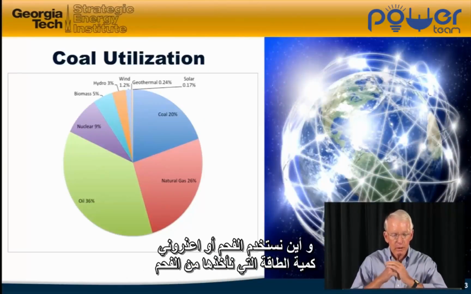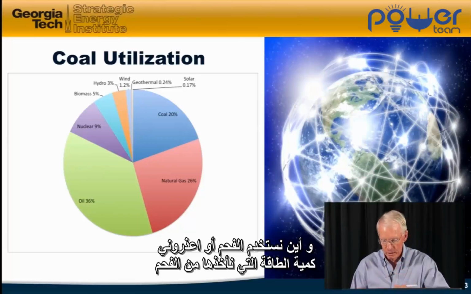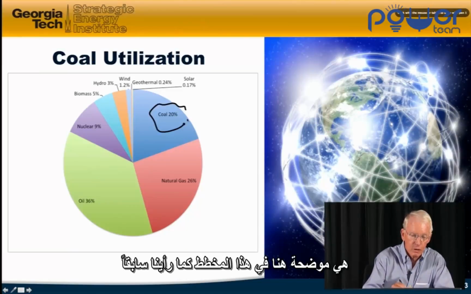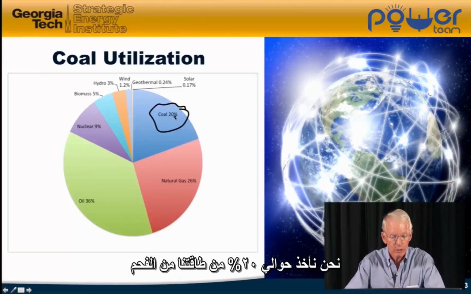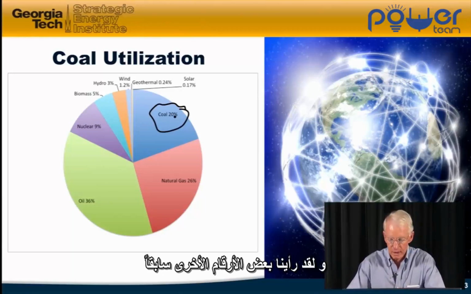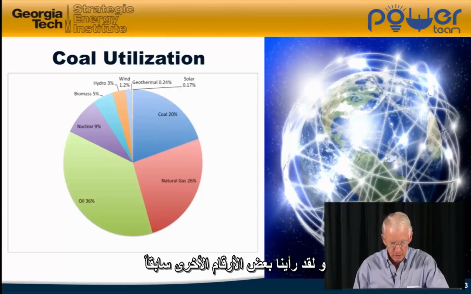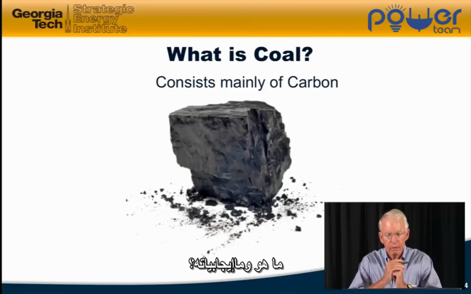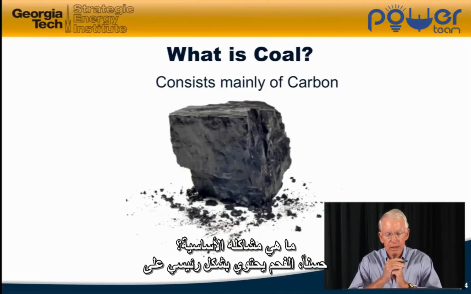And where do we use coal? Or excuse me, the amount of our energy that comes from coal is seen right here, which we've seen this chart before. We get about 20% of our energy from coal, and we've gone through the other numbers previously. So we want to know what is coal, what's good about it, what's bad about it, where does it come from, what's the main issues.